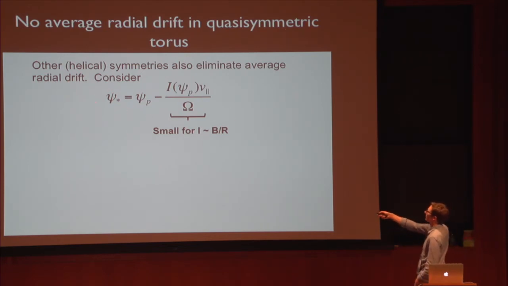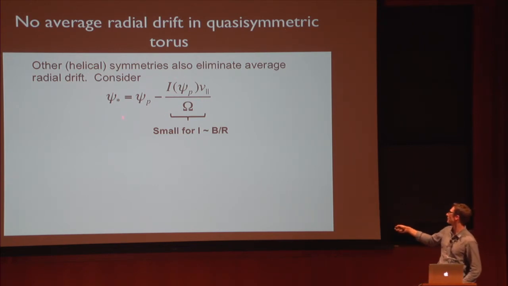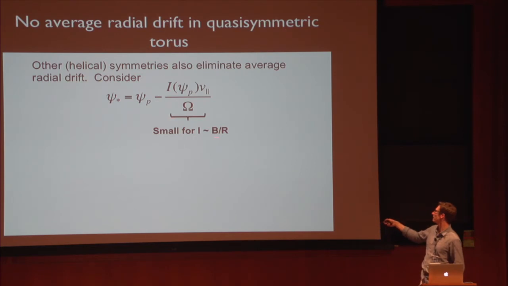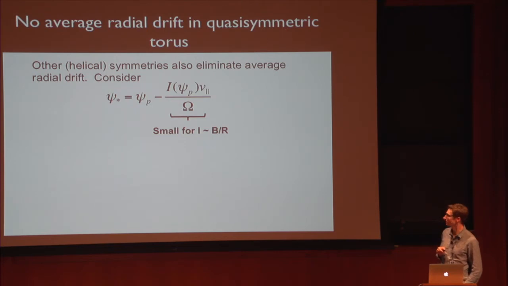Again, we define some quantity analogous to this psi star that I defined on the last slide, in terms of the toroidal flux and some function. I is just some function of the toroidal flux, so it only depends on radius. And you take it to be of size b over r, okay? And so this term is actually going to be small compared to the toroidal flux.